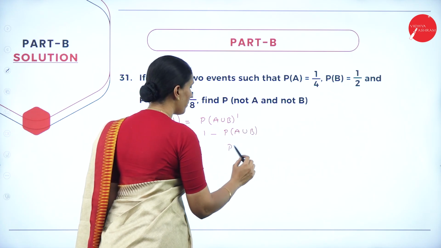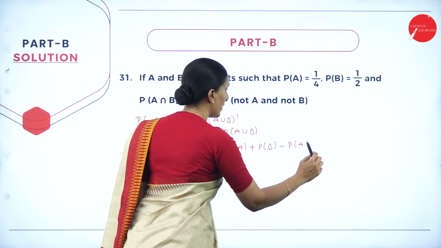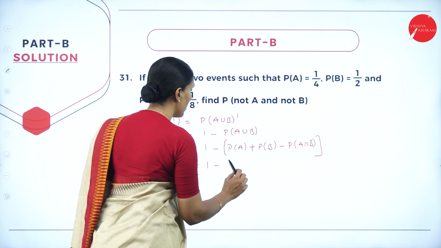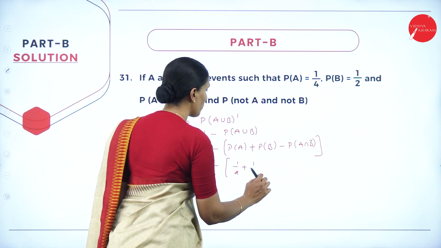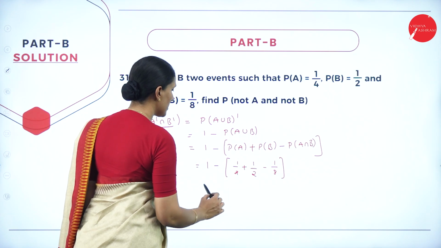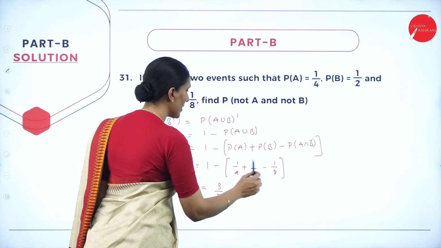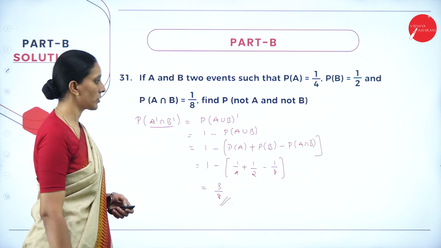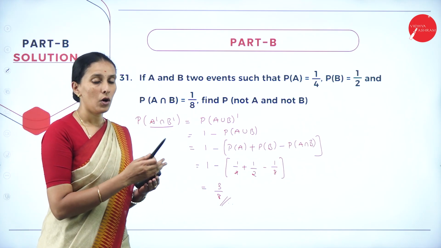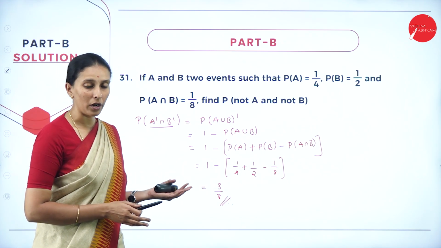We know that probability of A union B is P of A plus P of B minus P of A intersection B. So let us subtract this value from 1. So we have 1 minus (1 by 4 plus 1 by 2 minus 1 by 8). So on solving this, we will get the value 3 divided by 8, which is 1 minus 5 by 8, which is 3 by 8. Next. So questions 21 to 31 are the questions for the 2 marks section. So we have solved all the 11 questions in your model question paper.